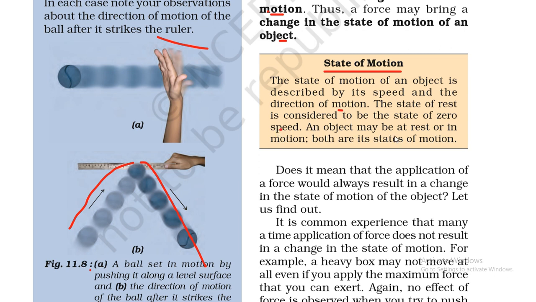An object may be at rest or in motion. Both are its state of motion. So you can see this one is about the state of motion. Let me repeat the statement. The state of motion of an object is described by its speed and the direction of the motion. The state of rest is considered to be the state of zero speed. An object may be at rest or in motion. Both are its state of motion.